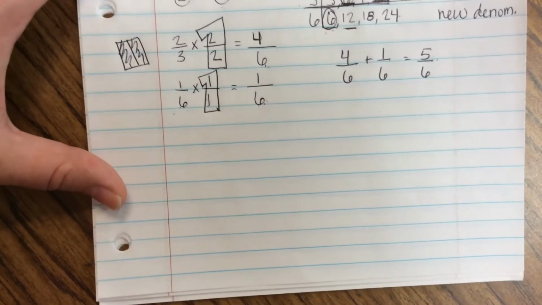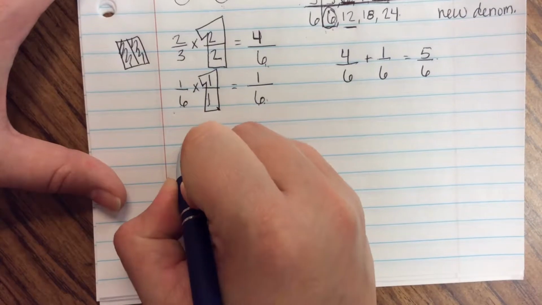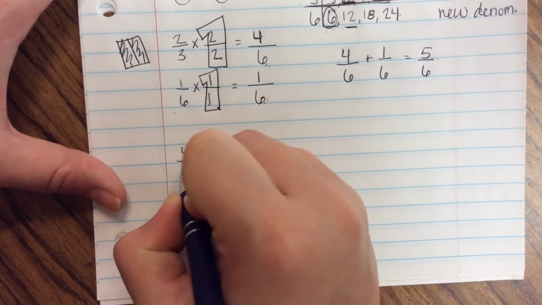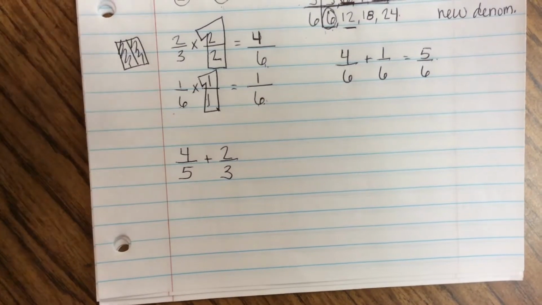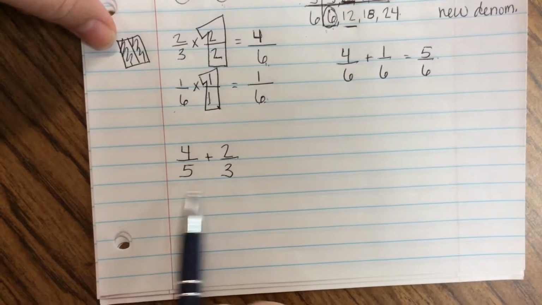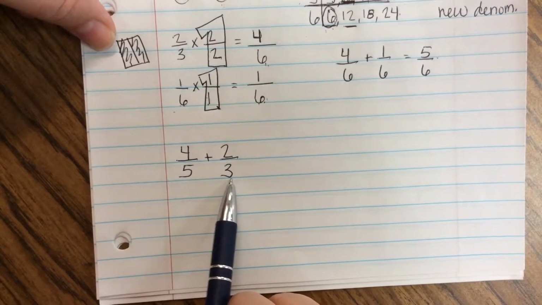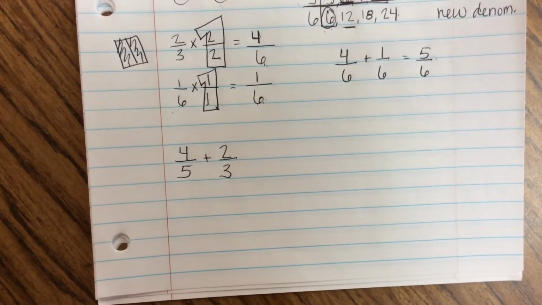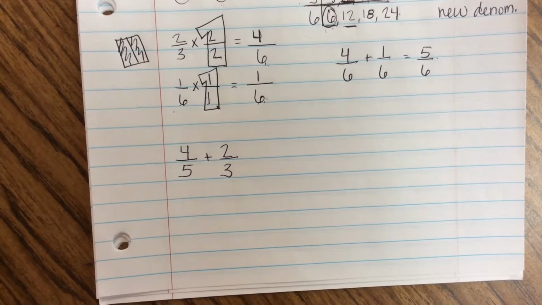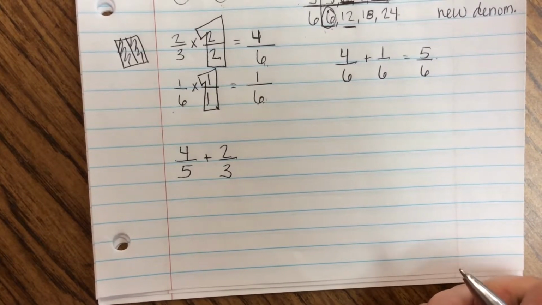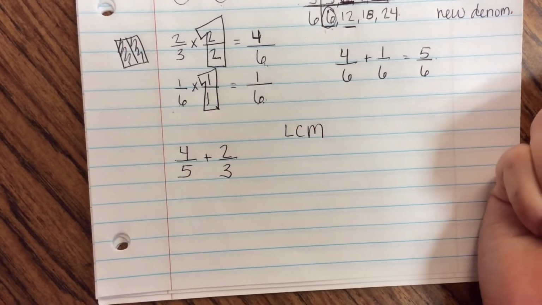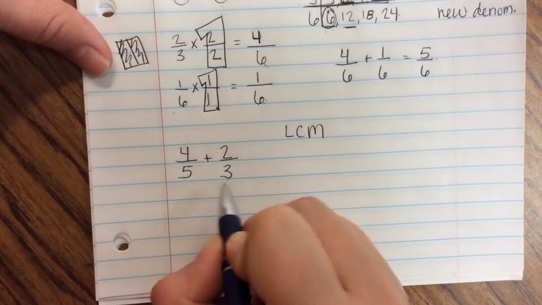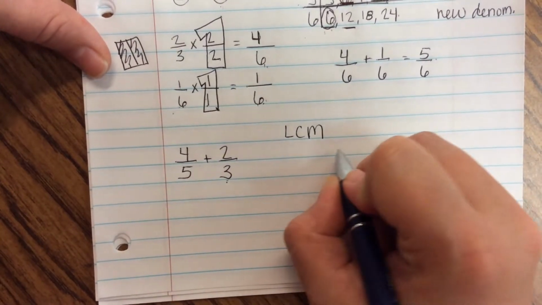Let's do another example. 4/5 plus 2/3. The first thing I'm checking, can I add these two fractions? No, I cannot because my denominators are not equal or equivalent. They're not common. What do I do when I do not have common denominators? I'm using LCM. When I'm using LCM, I'm pulling my denominators to find the multiples.